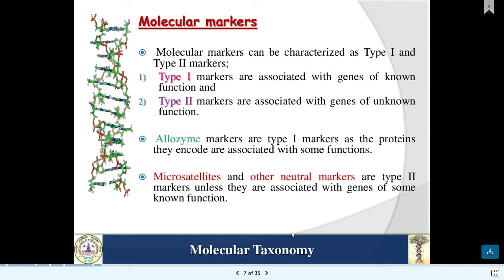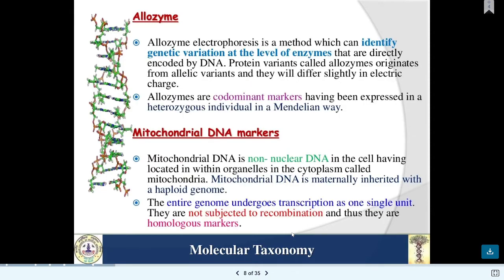Then come the terms allozymes and microsatellites. What are they? Allozyme markers are type 1 markers. We know them; these are proteins that encode or are associated with some sort of function. And microsatellites and other neutral markers are type 2 markers; they are not associated with genes of known functions, they are unknown.